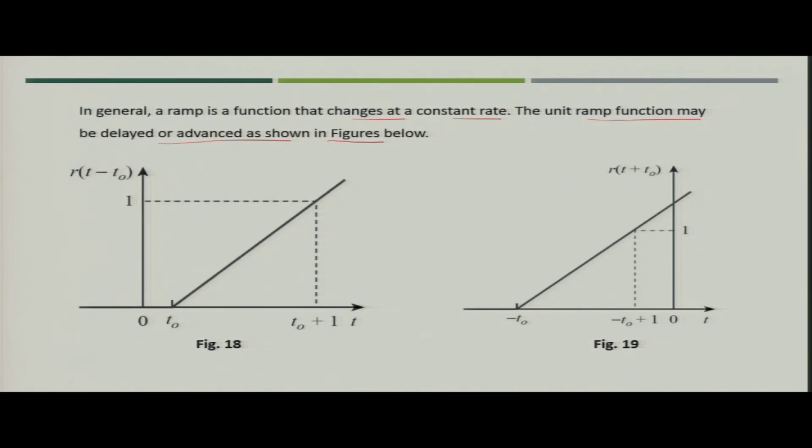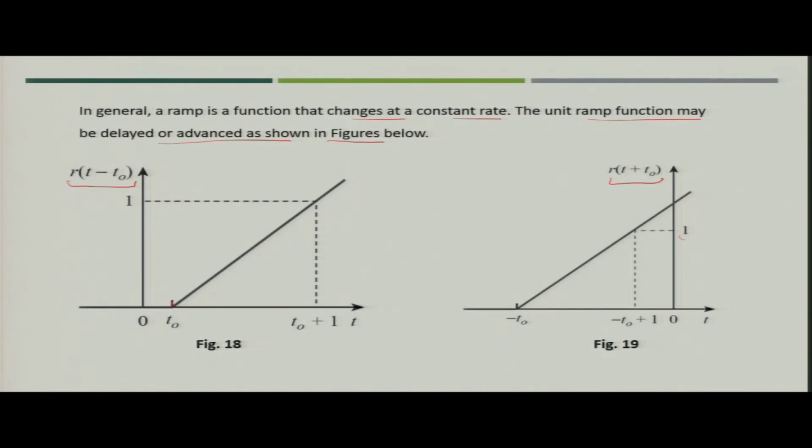When you delay by some time t naught, you get the ramp function r(t minus t naught), as shown in the figure. When you advance, the ramp will start from minus t naught and the ramp function will be r(t plus t naught). An important thing you can see from here is that at t naught equal to minus 1, you will get the value of the unit ramp.